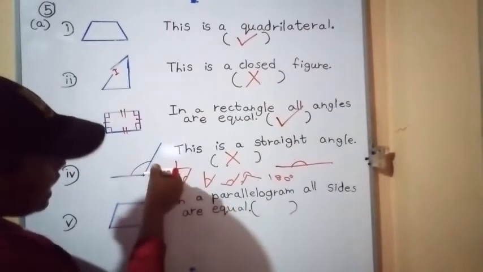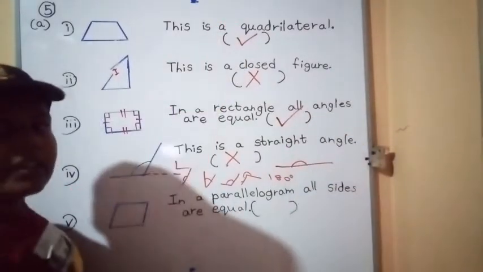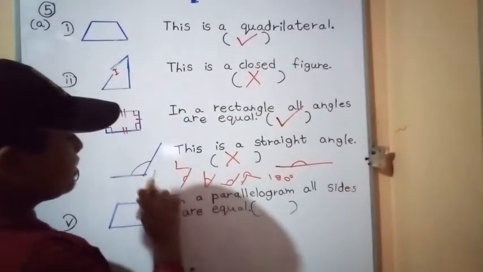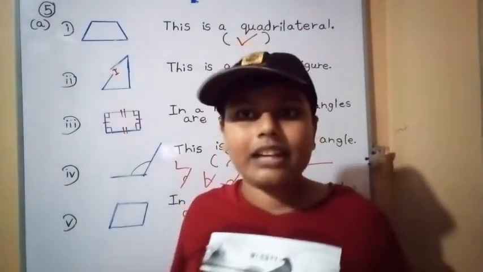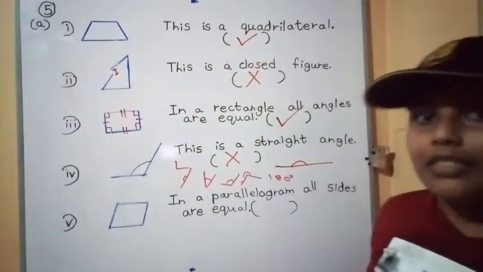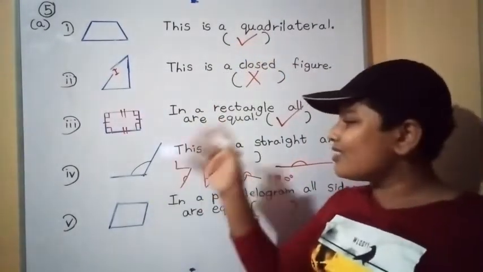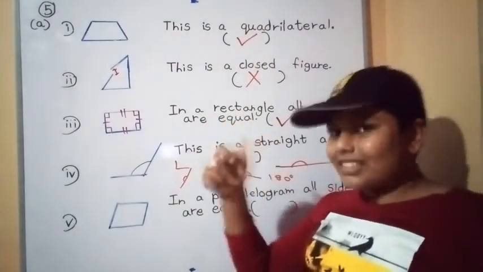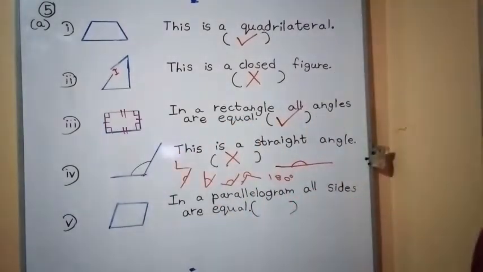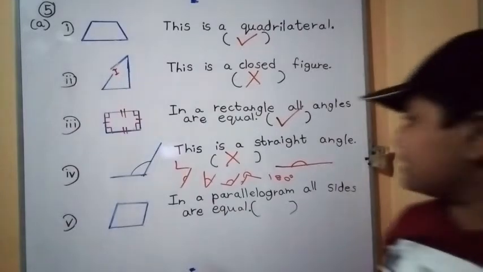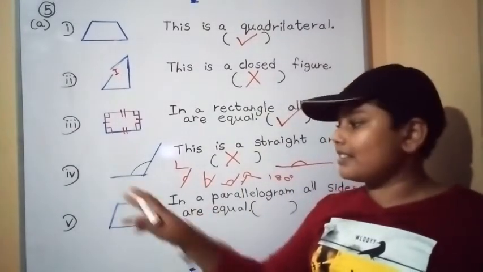Now you look there. That is the obtuse angle one. So that is not a straight angle, right? That is not a straight angle. Yes, that is an obtuse angle. Now this is not a straight angle. This is an obtuse angle.